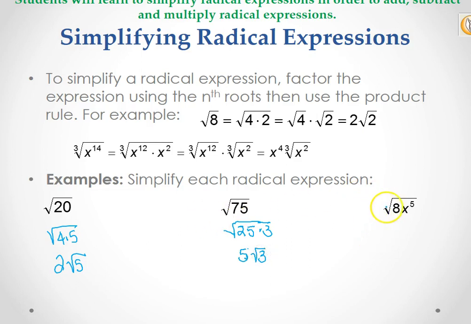And then looking at the last one, we have the square root of 8x to the 5th. Well, 8 is the square root of 4 times 2. X to the 5th is x to the 4th times x. Well, the square root of 4 is 2. The square root of x to the 4th is x squared. And then we don't have square roots for the others. So remember, those people without partners, they stay in the house. Ugly don't come outside.